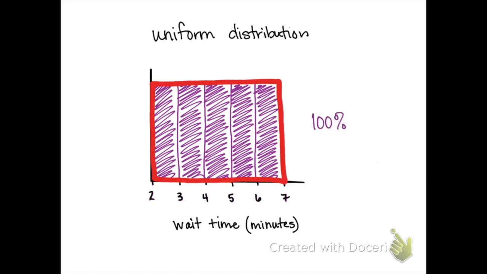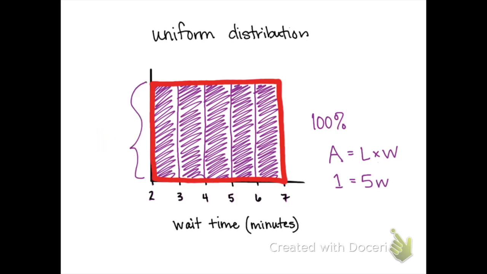Now let's focus on that rectangle. The area of the rectangle is equal to length times width. The area of the rectangle is equal to 1 because 100% of the data for that histogram is included in that rectangle. The length of the histogram is the distance from 2 to 7. We have a length of 5, and the width is unknown, or you can think of this as the height.